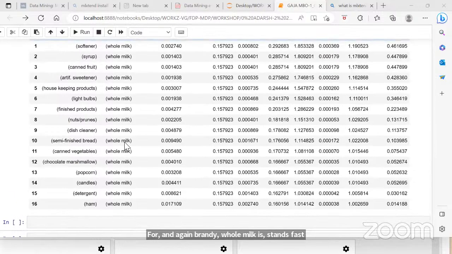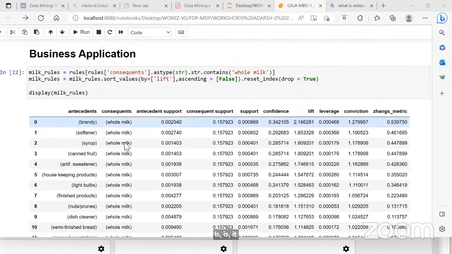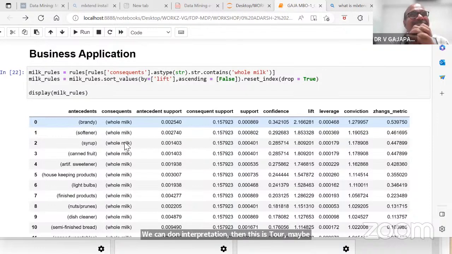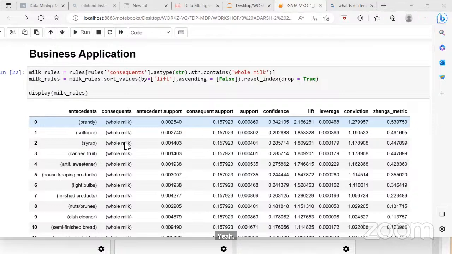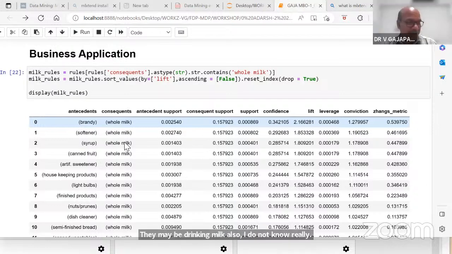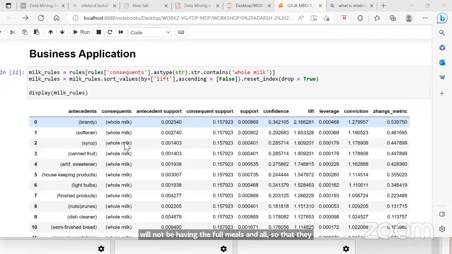Is it possible that we can do an interpretation that this store may be nearby some maternity center? Maybe, and see, after drinking brandy, they may be having a hangover. For that, they may be drinking milk also. I do not know really. Sometimes, if I take brandy, then I will not be having the full meals and all. So that way also we can think. It's all very interesting, isn't it?